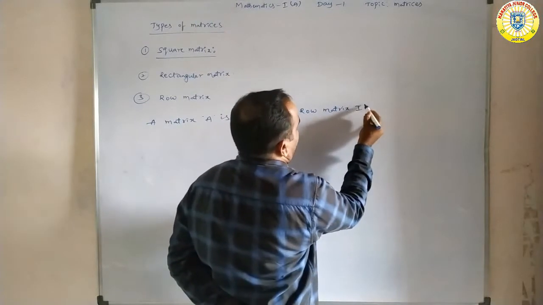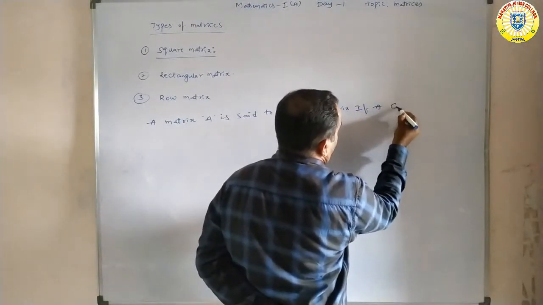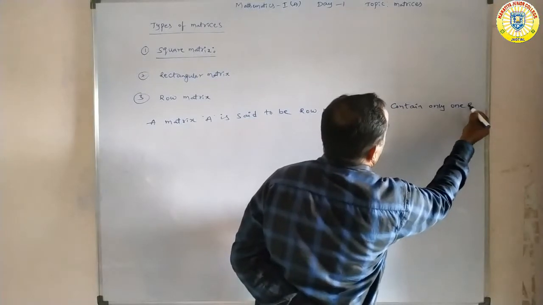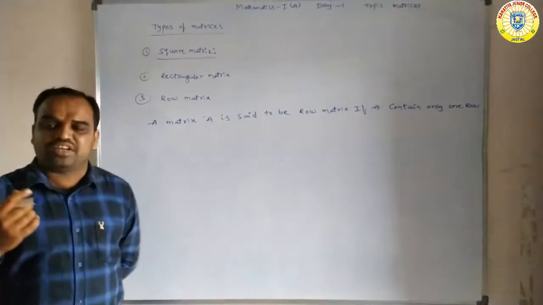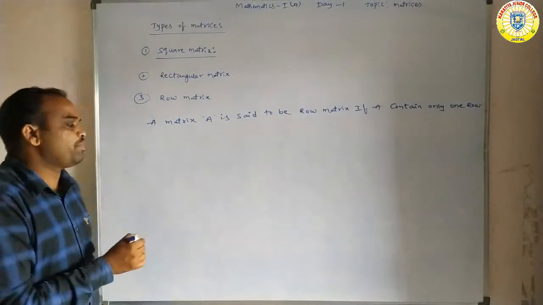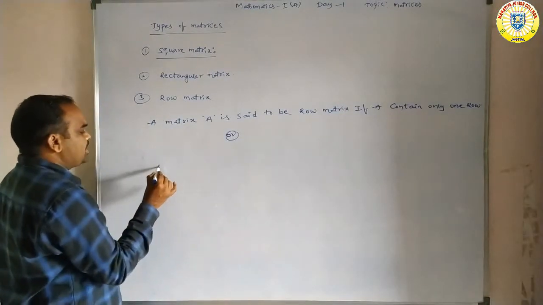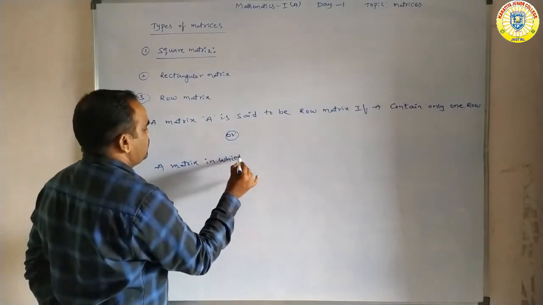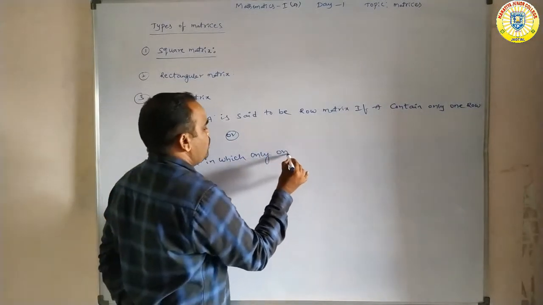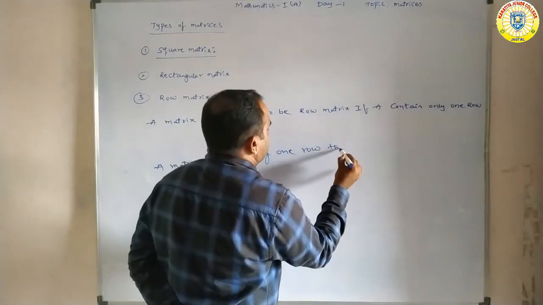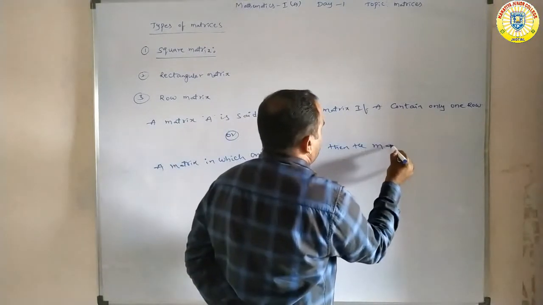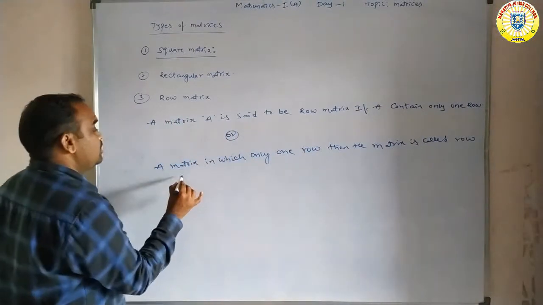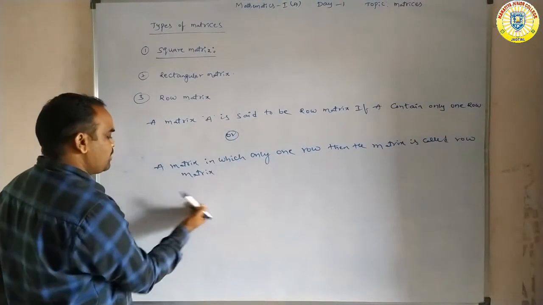If capital A contains only one row, then the matrix is called a row matrix. Or we are writing: a matrix in which only one row is there, then the matrix is called a row matrix. Suppose we are taking an example.